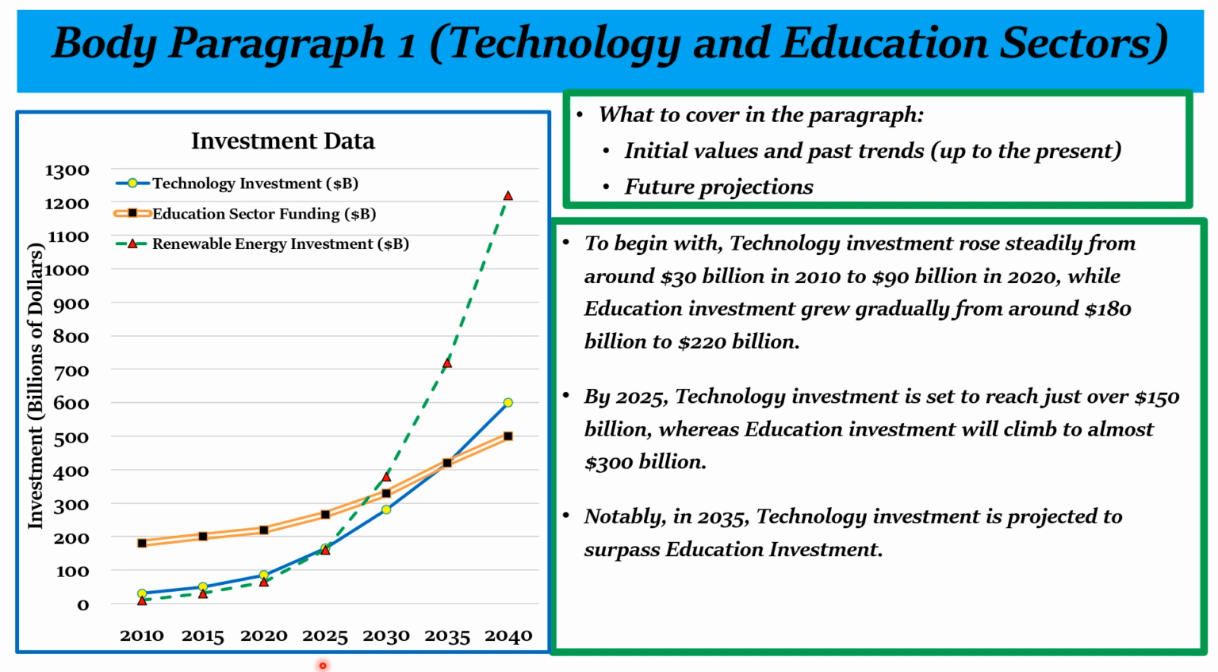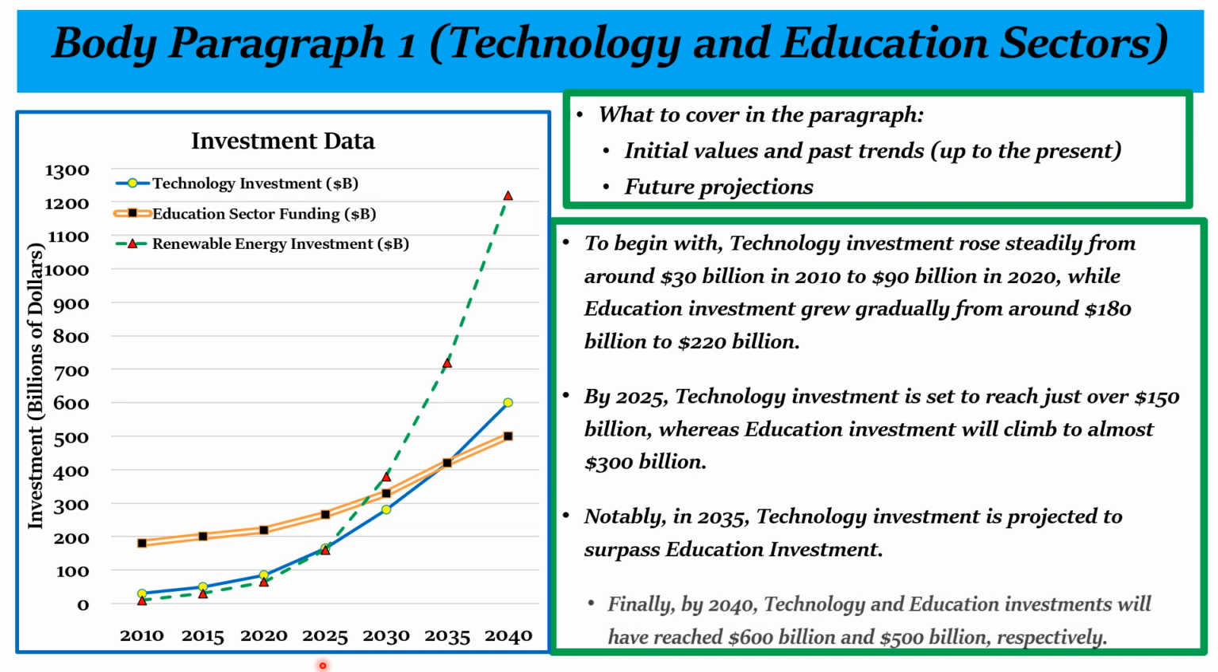After that, we can write about the final values of both investments. We can write it as, finally, by 2040, technology and education investments will have reached $600 billion and $500 billion, respectively. Now, let's look at the complete first body paragraph on the next slide.